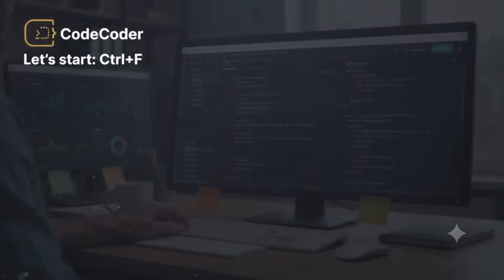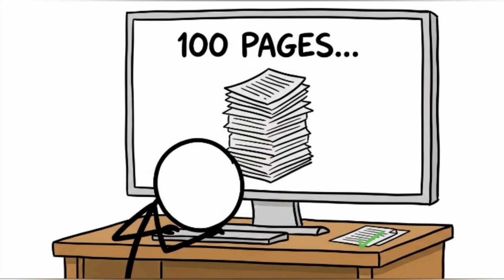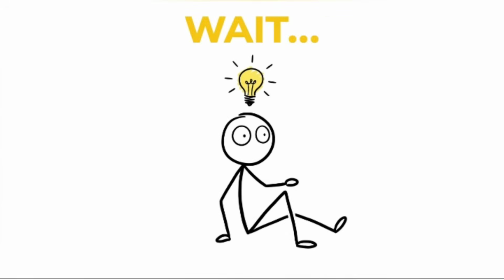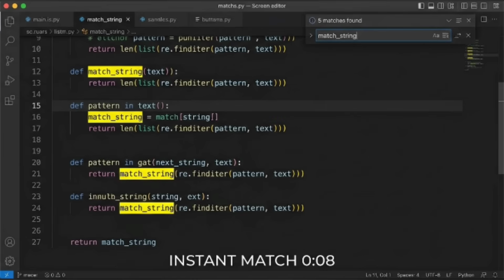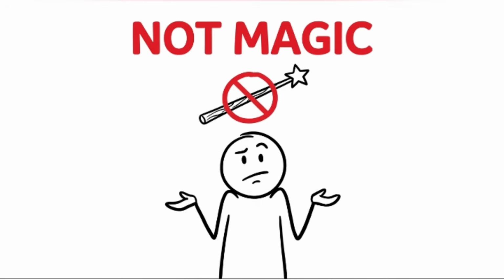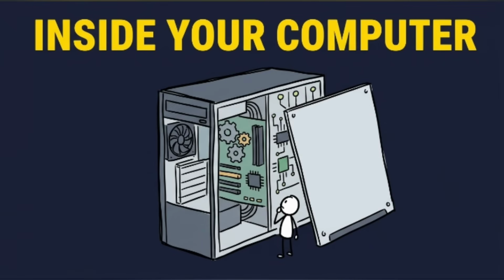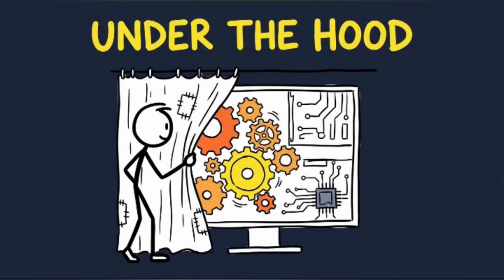Ctrl+F. You're scrolling through a 100-page document, eyes glazing over, hunting for one word. Then you remember. Ctrl+F. You type the word. Half a second later, it's highlighted, glowing yellow, like magic. But it isn't magic. Something specific just happened inside your computer. Here's what's actually going on under the hood.